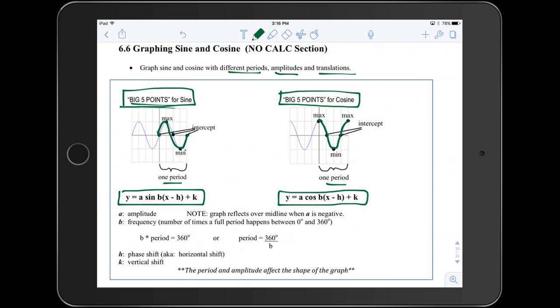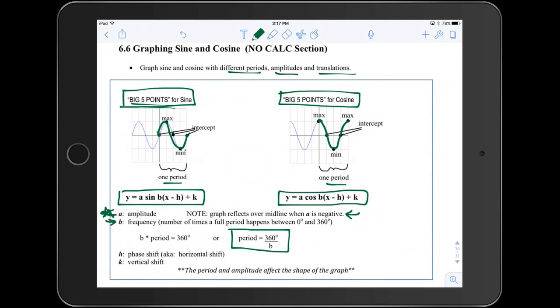A is amplitude. We're going to go through this pretty quick because I'm going to show you how to do it. Note the graph reflects over the midline when A is negative, so I'll talk about it and then come back to it. B is frequency, so that B value is the number of times a full period happens from 0 to 360 degrees. The way we calculate the period is 360 degrees divided by the B value, which again is your frequency.